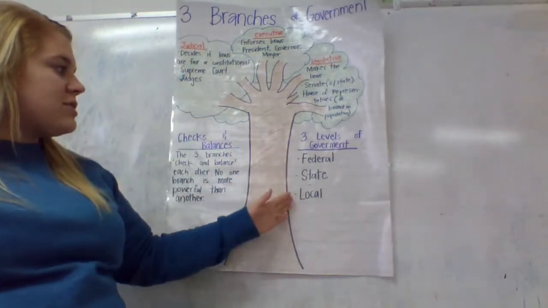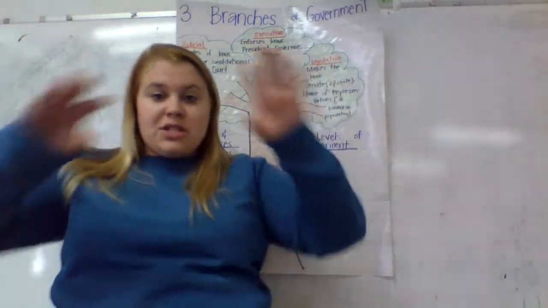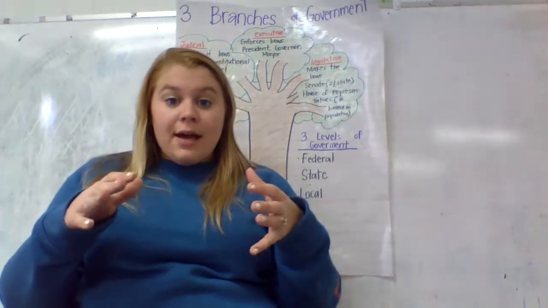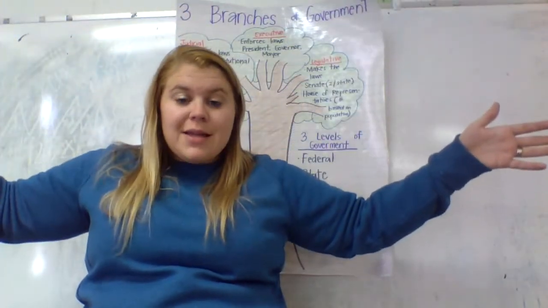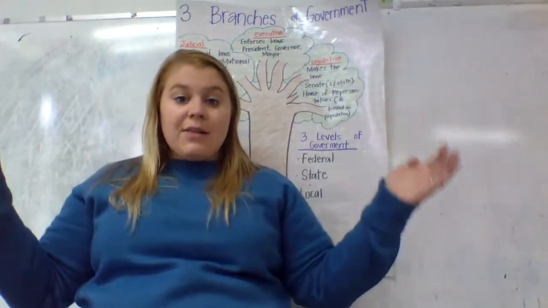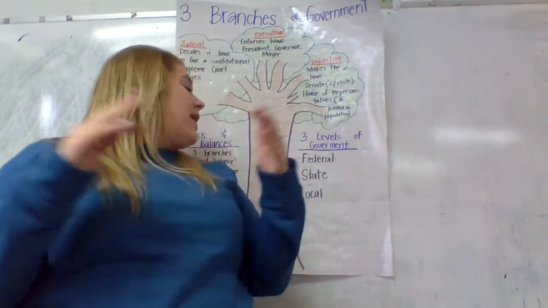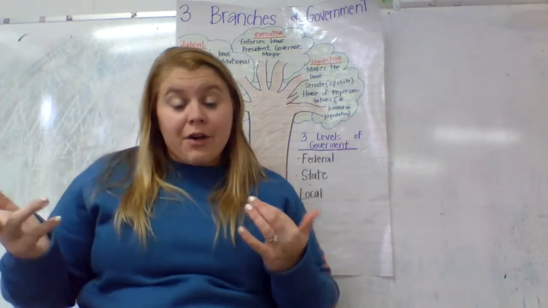In our three levels of government, you have your federal government, which is the whole country, your state government, and then your local government. So we have our federal government in the United States, and then we have our state level government for Kentucky, then we have our local government for Fleming County or Flemingsburg.